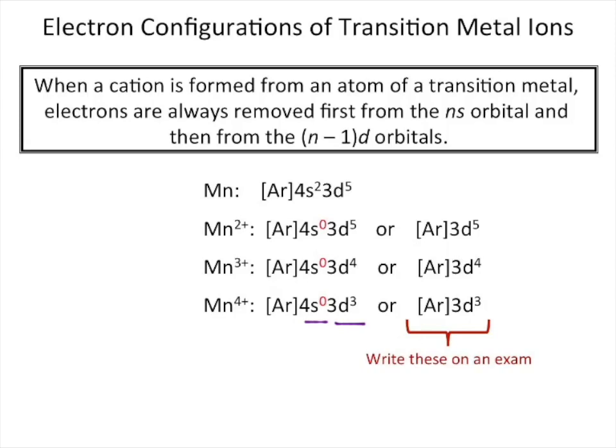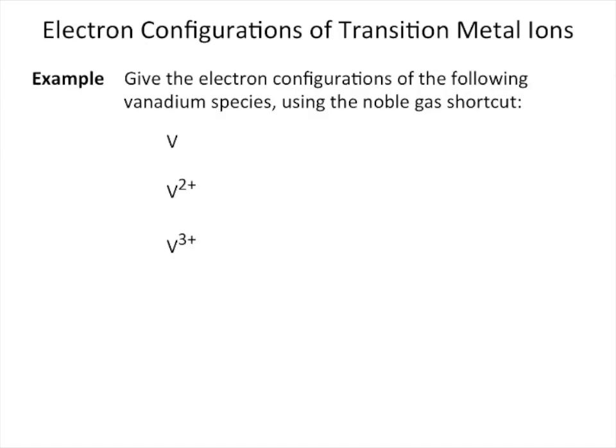So how you need to write them on the test is by omitting this 4s0, because that's something we omit by convention. We don't write all the orbitals that have no electrons in them. So then you'll just say argon 3d5, 3d4, 3d3, etc. So it's a pretty straightforward concept. It's just another thing that you have to know. So definitely put the time in to learn it and you'll be set.